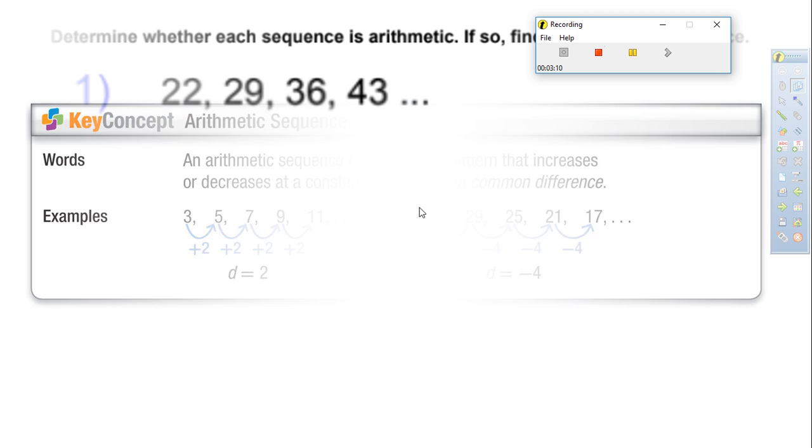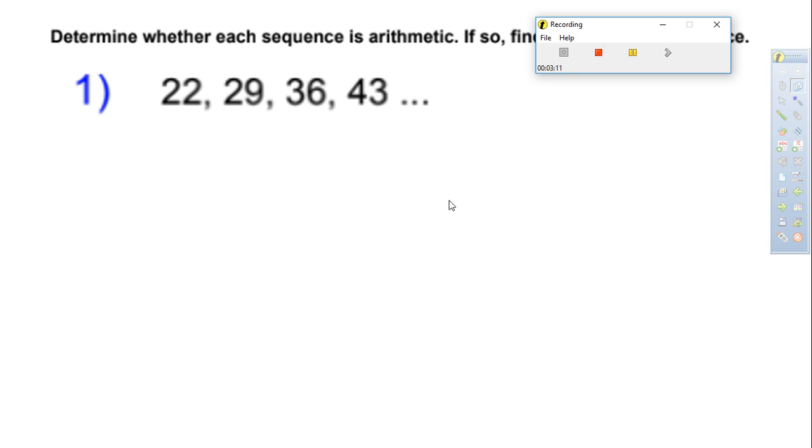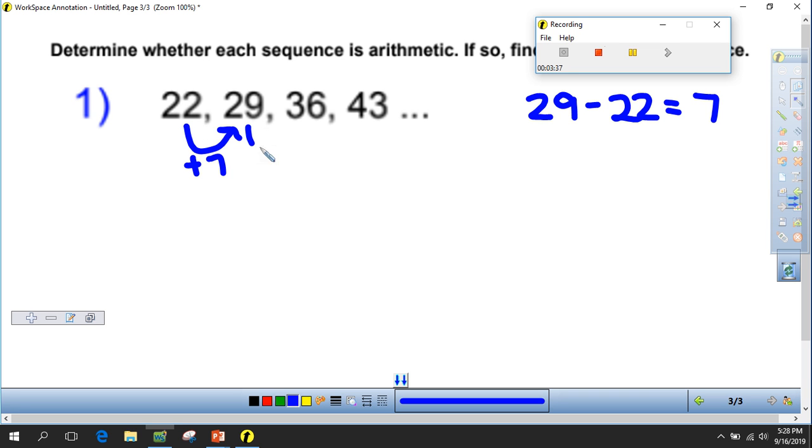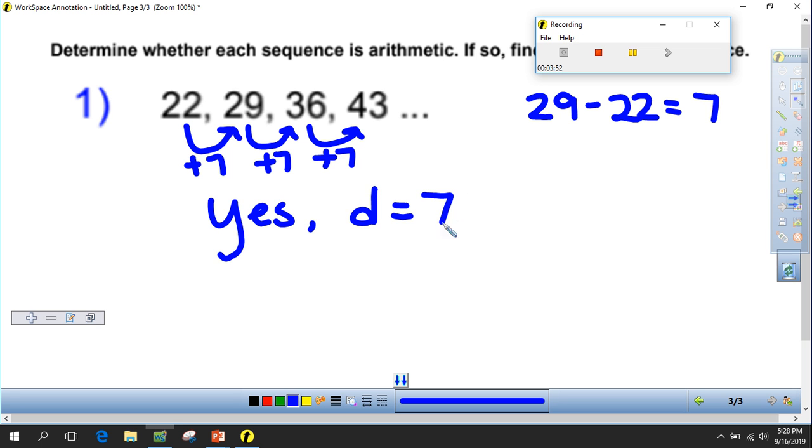So let's take a look at a couple of sequences and just determine if the sequence is arithmetic. If it is, we're going to find that common difference. So how do I get from 22 to 29? Well, if you have a hard time with that, go to the side and take your second term minus your first term. 29 minus 22 is 7, and we need to make sure that that pattern continues all the way through. So 22 plus 7 is 29. 29 plus 7 is 36, and 36 plus 7 is 43. So that is my common difference. So I would say yes, this is an arithmetic sequence, and my common difference is 7.